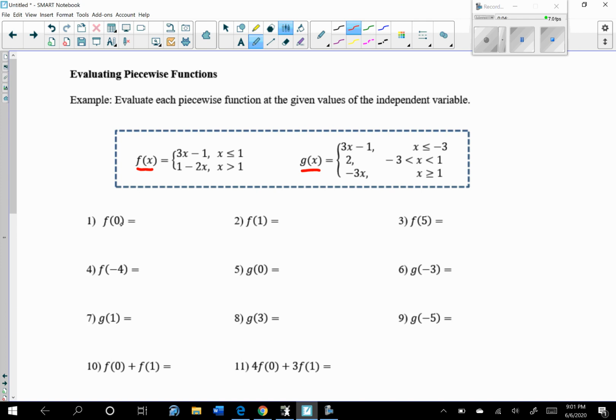In order to know which equation to use, I have to look at my domain restrictions. We look at the first one: is 0 less than or equal to 1? Yes, so that means we're going to use that top equation.